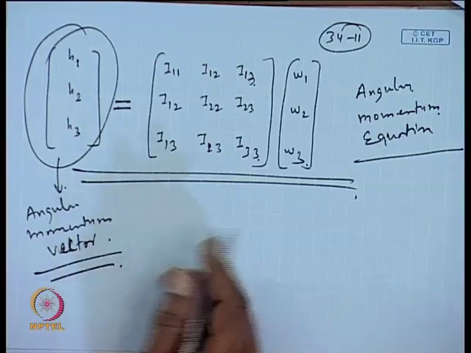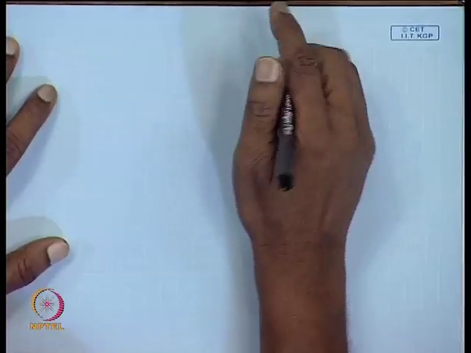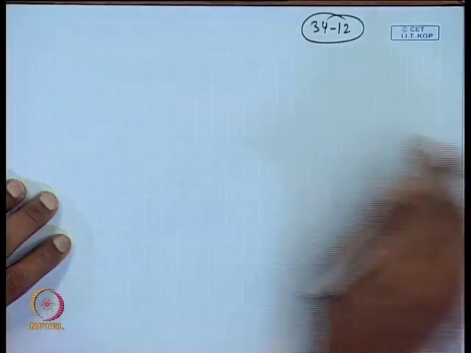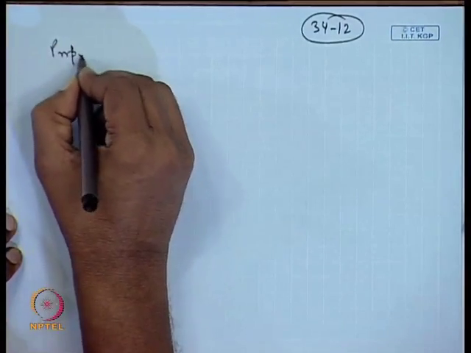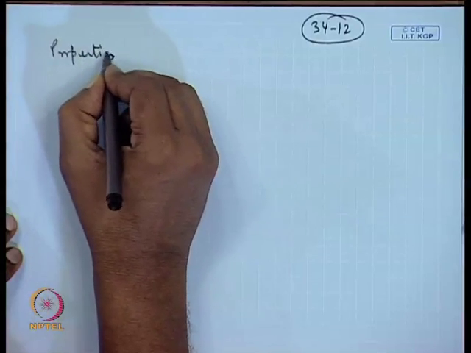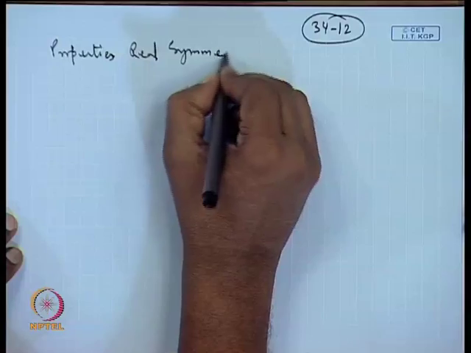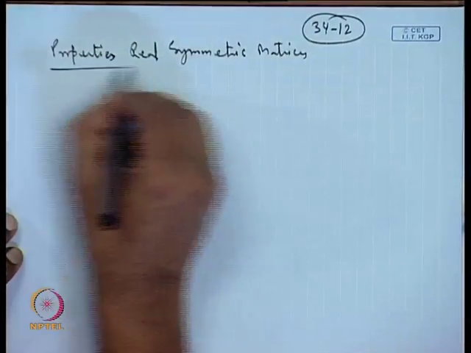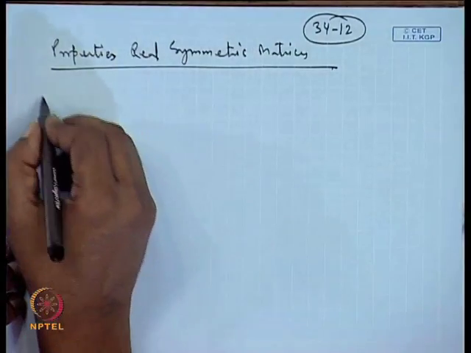and this is your angular momentum vector whose components are shown here. Now, before we do anything further, let us look into some of the properties of this real symmetric matrix. So, properties of real symmetric matrices. We are going to utilize these properties in developing the equation of motion.